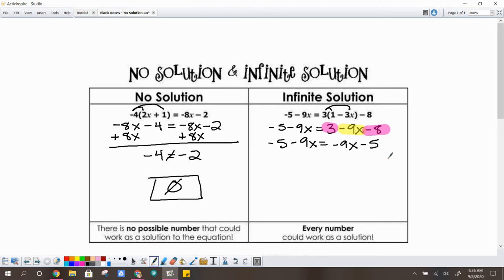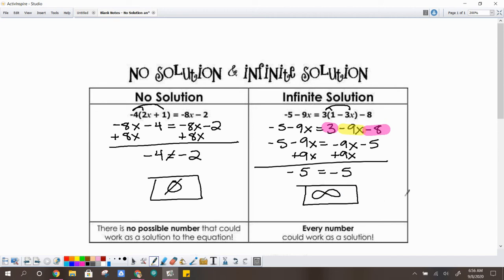All right, so now what I can go ahead and do is I can move my x terms because we have x's on both sides. So I want to make sure we get them all to the same side. So I'm going to move my -9x from the right and move it to the left. So I'm going to add 9x to both sides. And when I do that, I'm left with -5 equals -5.